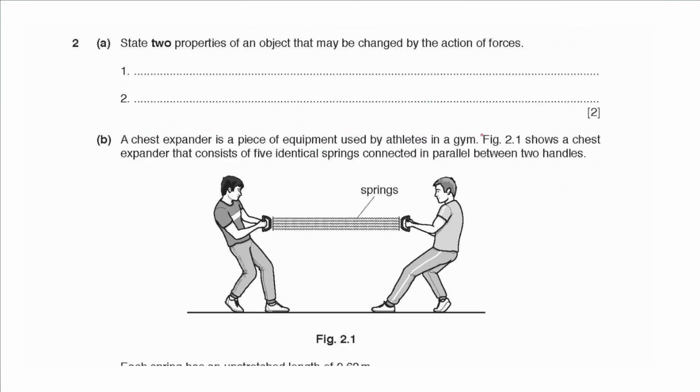Question 2a says state two properties of an object that may be changed by the action of forces. We can say that the velocity might change. It may speed up or slow down or change direction. And we can also change the shape of the object by applying forces on it.